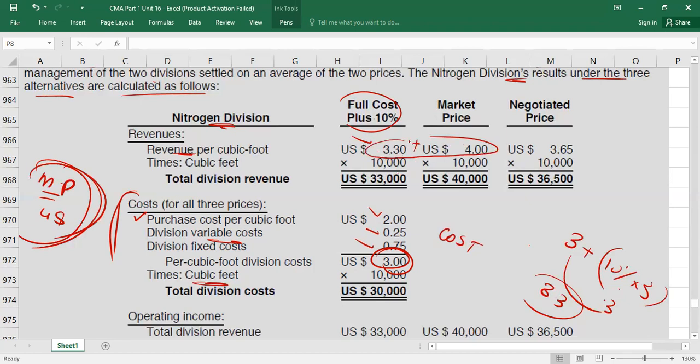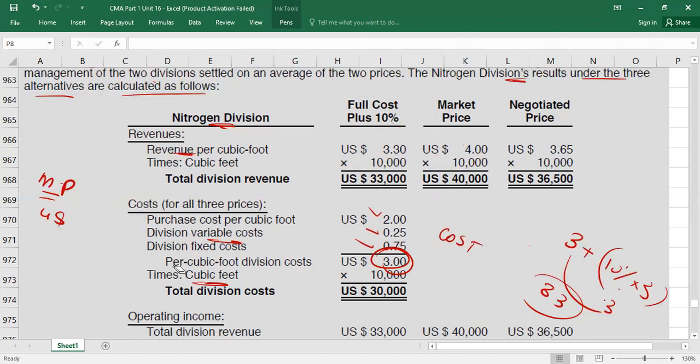Plus market price and divided by 2. You will get the average. Average is how much? 3.65. Understood? Now what are you going to do? First, calculate your revenue. So what I'll do, if this is the sale price, cost plus 10.